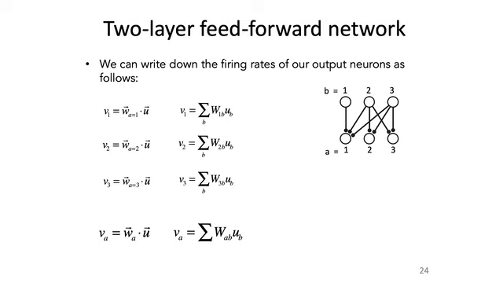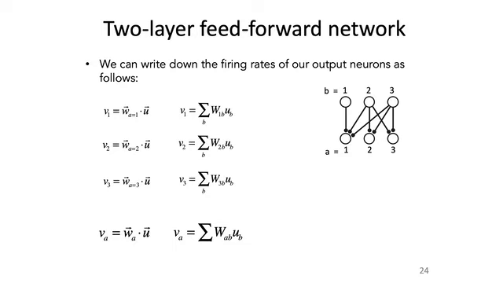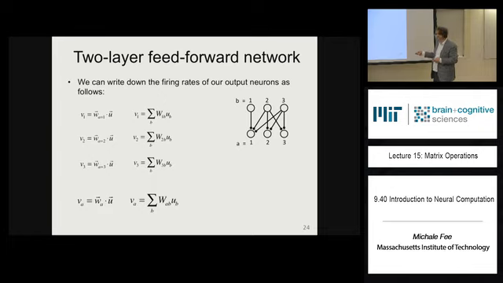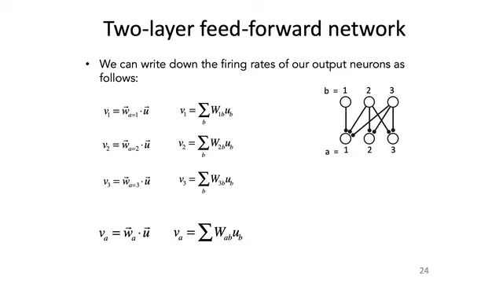We can write that down as follows. The firing rate of the 8th output neuron is the weight vector onto the 8th output neuron dotted into the input firing rate vector. And we can write that down as follows, where we've now introduced a new thing, which is a matrix of weights. It's called the weight matrix, and it essentially is a matrix of all of these synaptic weights from the input layer onto the output layer.